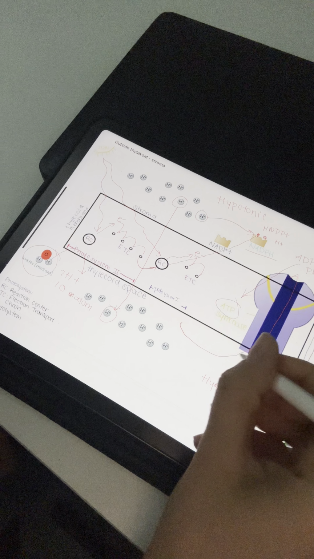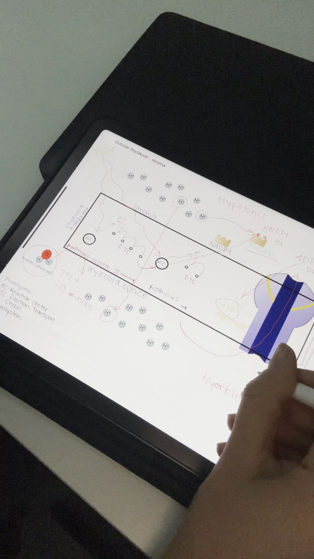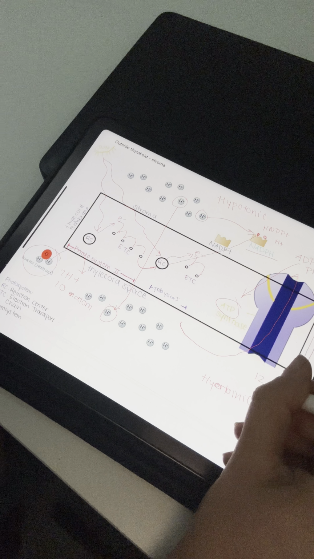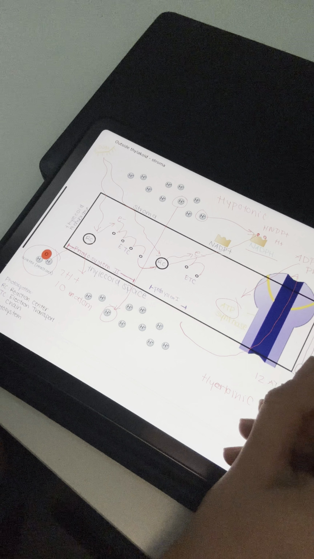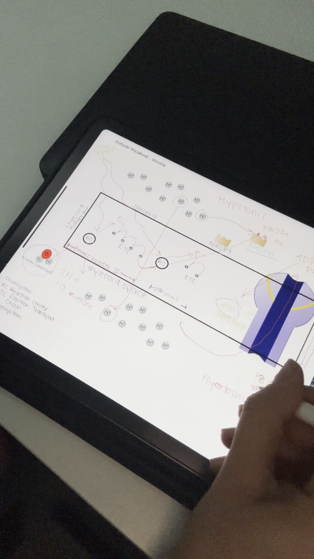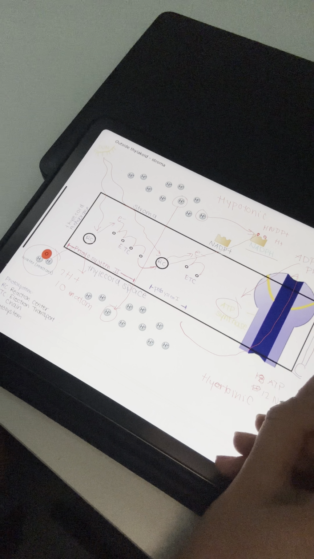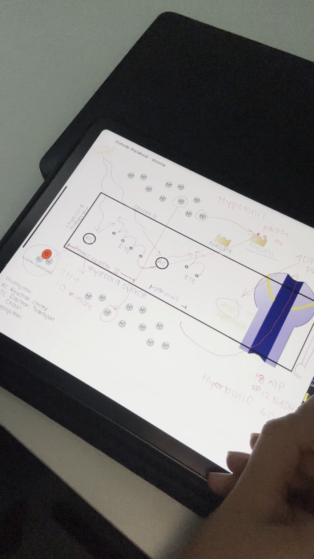And then we have to do this a total of 12 times. So once we do this a total of 12 times, we're going to create 18 ATP, 12 NADPH, and 6 water molecules.